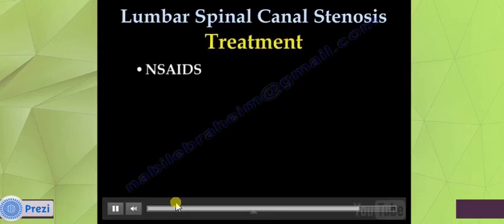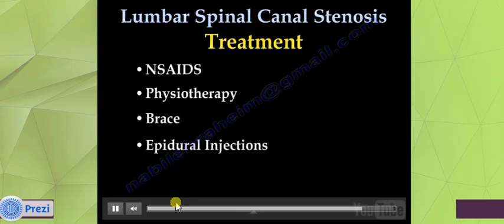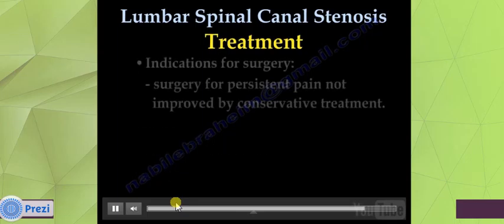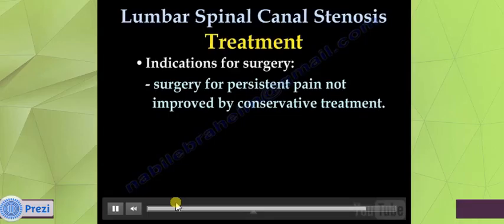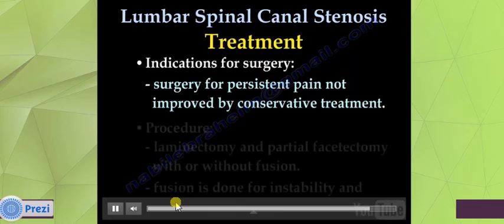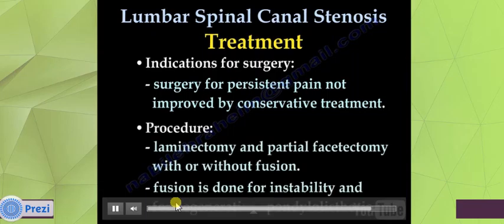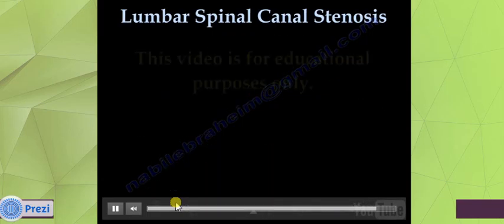Treatment: non-steroidal medications, physiotherapy, bracing, epidural injection, or surgery. Indication for surgery is usually persistent pain that's not improving with conservative treatment. Procedure: laminectomy and partial facetectomy with or without fusion. Fusion is done for instability and for degenerative spondylolisthesis.